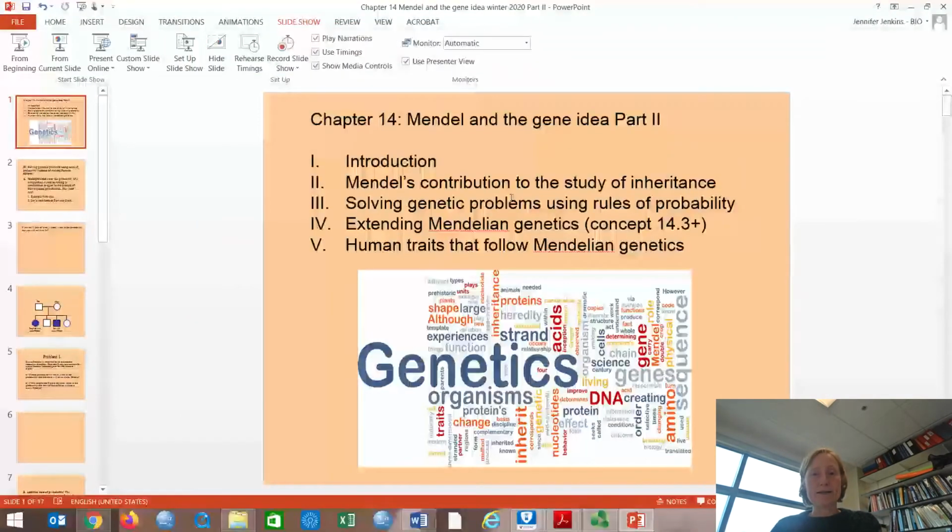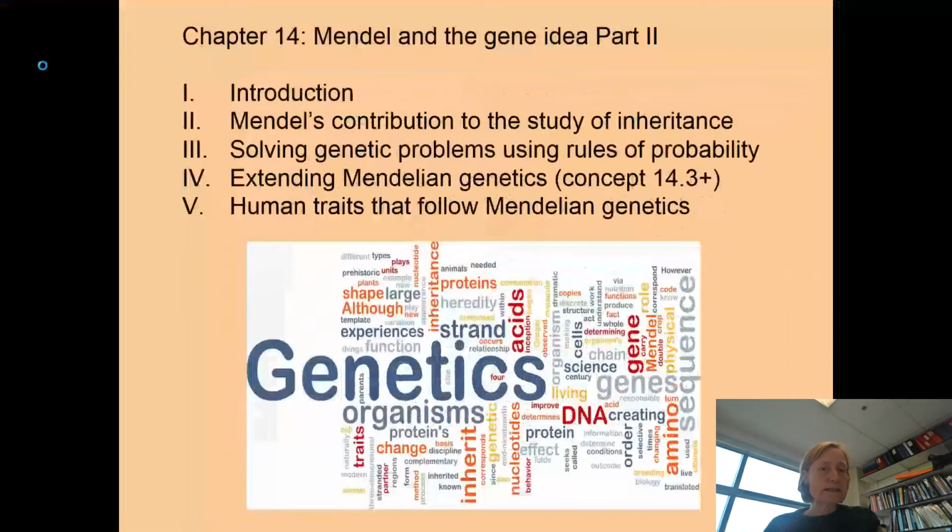Let's look at where we are. Mendel and the Gene Idea, Part 2. We've introduced this chapter and looked at Mendel's contribution to the study of inheritance. I think we introduced terminology and Punnett squares and monohybrid and dihybrid crosses. Now we want to start solving genetics problems, and we're going to do Roman numeral 3 here in this mini lecture, and we'll start solving genetics problems using the rules of probability.